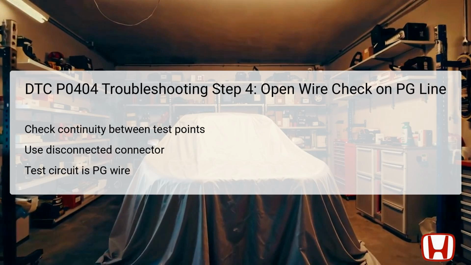An open circuit in the PG wire can cause incorrect EGR position readings, triggering the P0404 code. Repairing any open in this wire ensures proper communication between the EGR valve and the ECU, restoring normal EGR operation. This step is fundamental to rule out wiring issues before proceeding with more complex diagnostics.